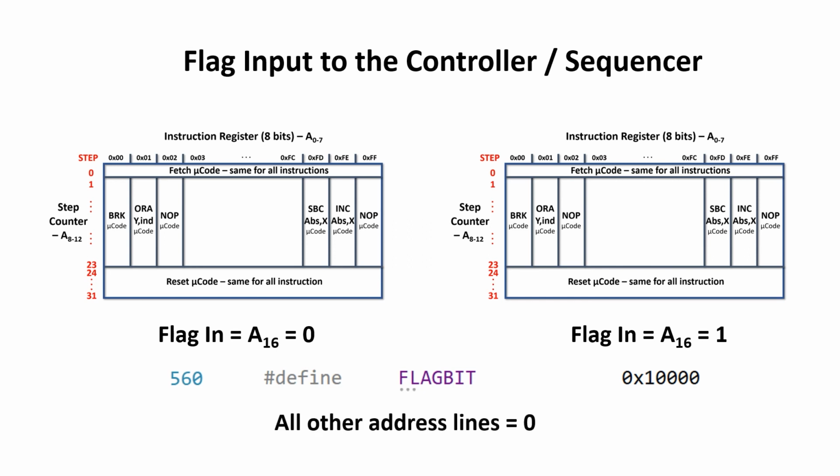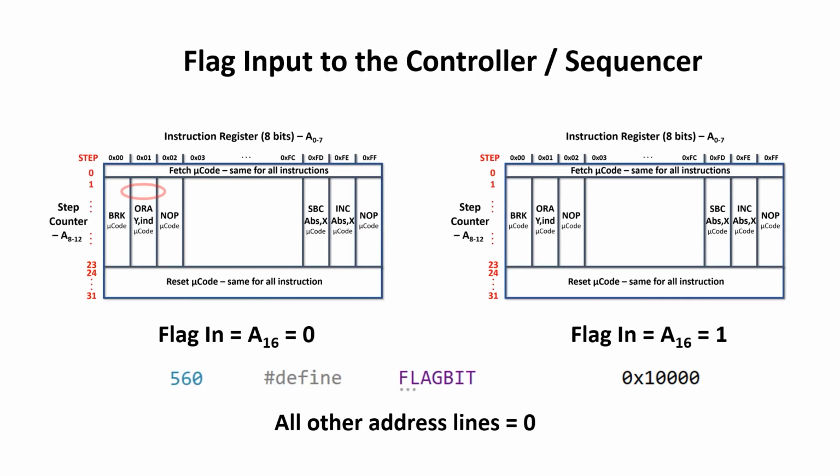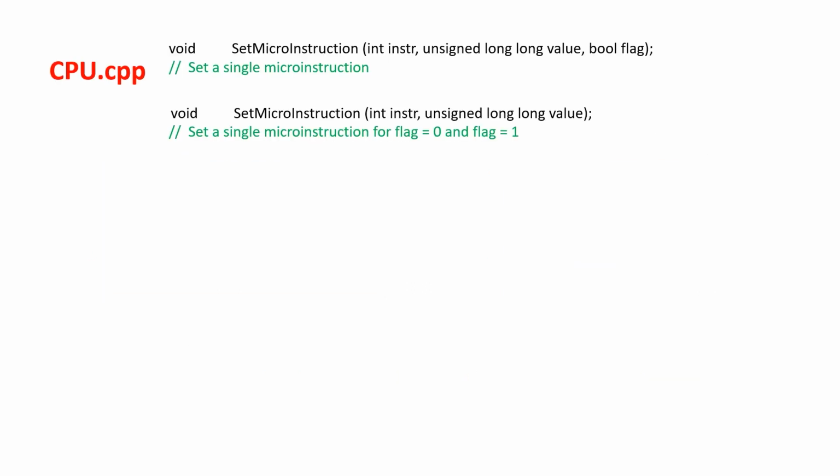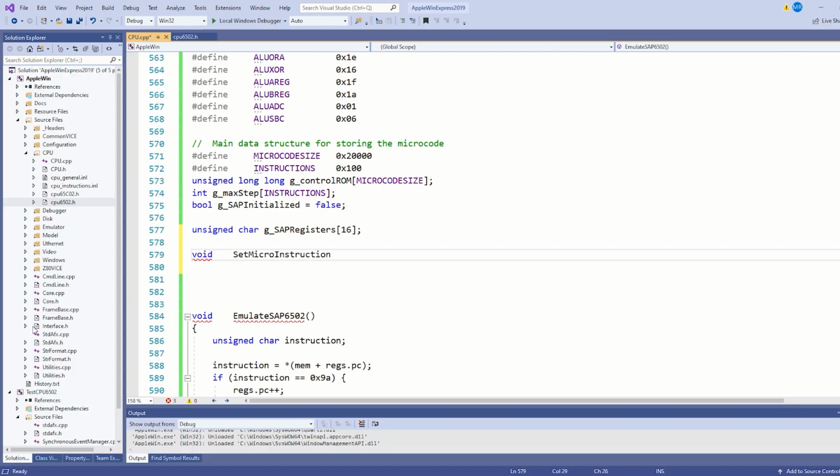All of the other address lines are set to 0. I need a set microinstruction call function, which inputs the control word for a given flag setting. This lets me set a control word for one flag setting but not the other, while the other overloaded set microinstruction function doesn't take the flag, and in this case, it sets the same control word in both copies of the microcode. Let me start coding that up.